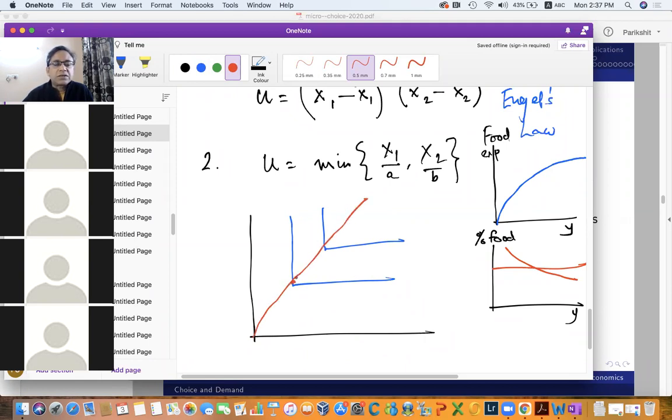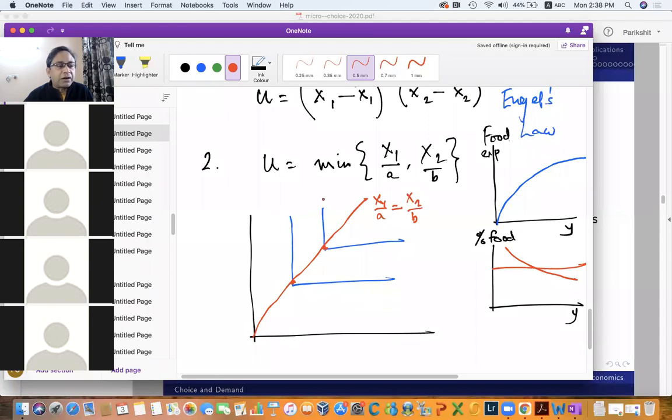There are certain points where there's a kink. Elsewhere, the indifference curve is either vertical or horizontal. And these kinks of the various indifference curves lie on a ray through the origin. What is the equation of that ray through the origin? x1 by A is equal to x2 by B. This should be pretty obvious, right? That's where the two components of the min function are equal. That's why, starting from such a corner, if you just increase the quantity of one good, you remain on the same indifference curve.